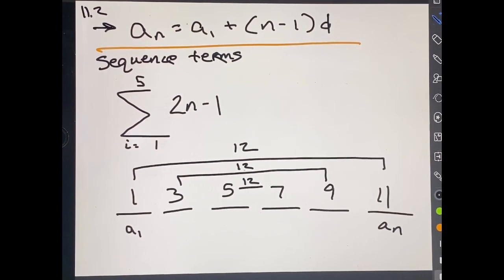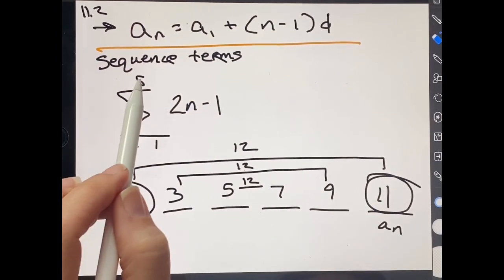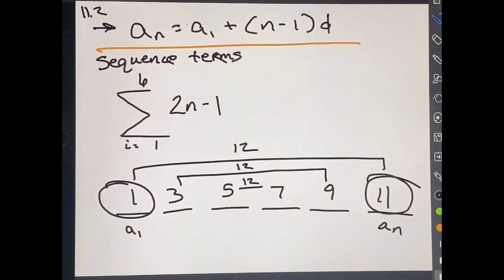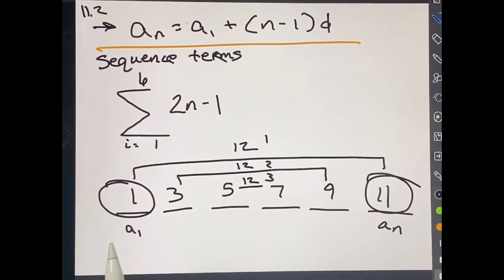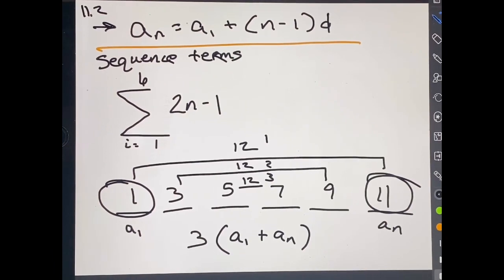Do I need all 5 numbers? No, I do not need all 5 numbers. I only need the first number and the last number because I know that everything else in between will add up to the same amount. And I also only need to know how many terms I actually have. So in this case, we have 6 terms, 1, 2, 3, 4, 5, 6. And you can see that we have 1, 2, 3 pairs. So I have my first and my last term, so a sub 1 plus a sub n. I've added those together, and I have 3 of them.